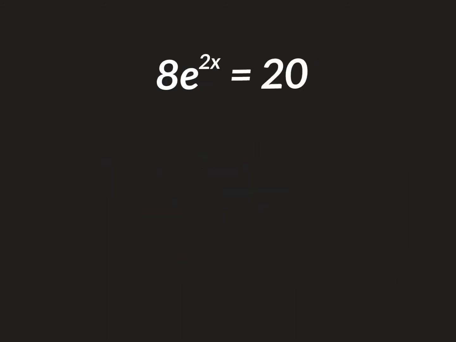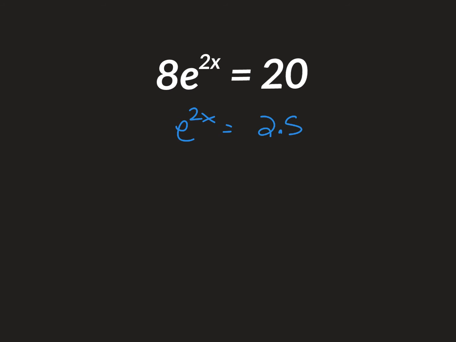Now I have an e. Now this is going to work just a tad bit different. If you have an e in your problem, it's actually a little bit easier, but I'll show you what I'm talking about. First of all, remember we've got to isolate the exponential function. So I'm going to divide both sides by 8 first. If I do 20 divided by 8, that's 2.5. So I'm going to go ahead and put 2.5 there.